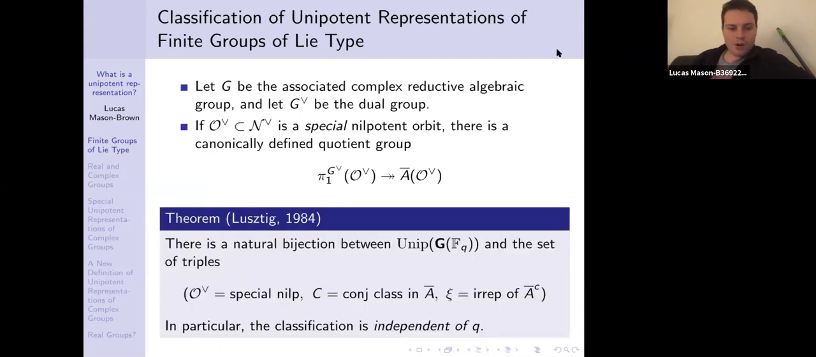And Lusztig's result is that the set of unipotent representations is parameterized by triples, consisting of a special nilpotent orbit for the complex dual group, O check, and a conjugacy class in Lusztig's quotient, and finally an irreducible representation of the centralizer of some element of that conjugacy class. And a particular consequence of this result is that the classification of unipotent representations is independent of the characteristic.